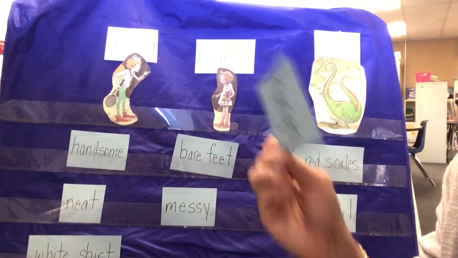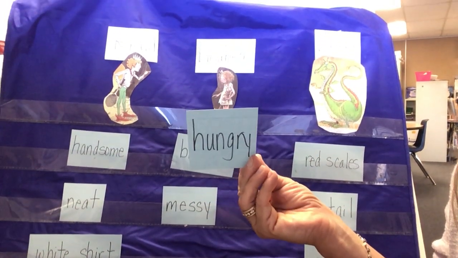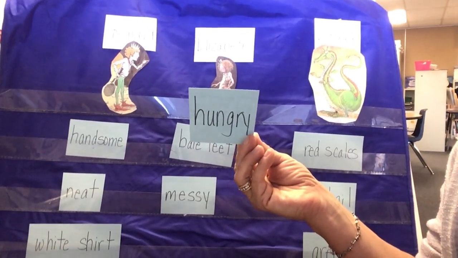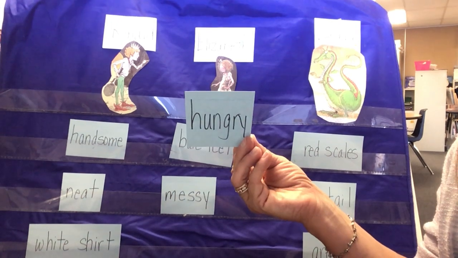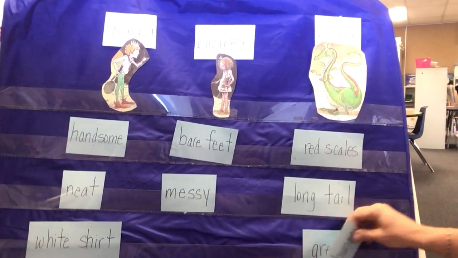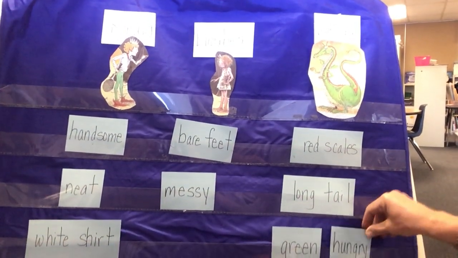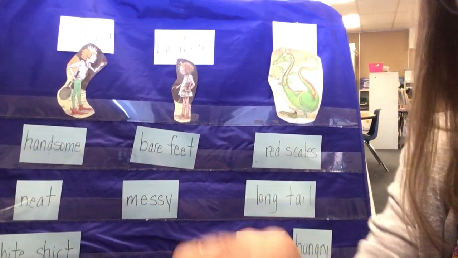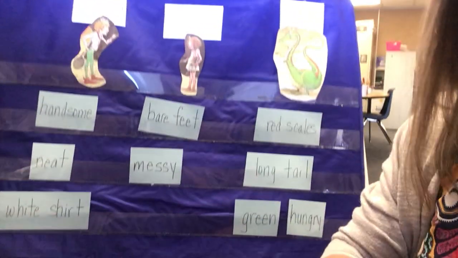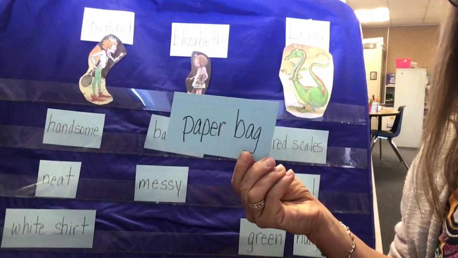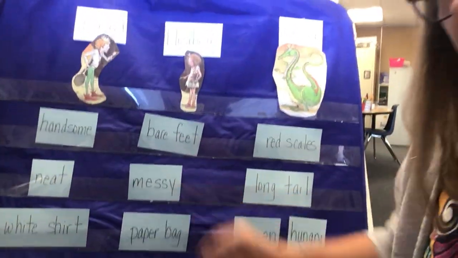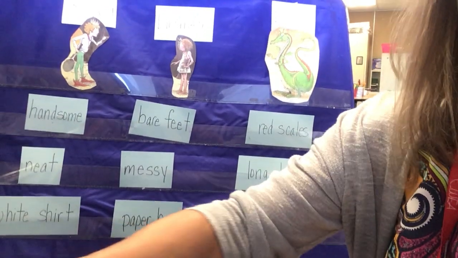Who was hungry before they ate a whole castle? I think that's got to be, yep, you're right. That's the dragon. The dragon was hungry. Who here is wearing a paper bag? Well, we got to know that one because it's called the paper bag princess. So we know the princess, Elizabeth, has to be wearing the paper bag.